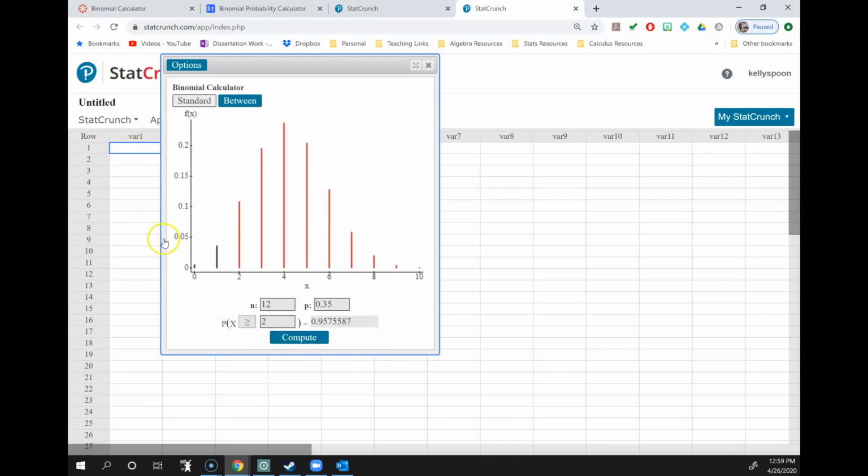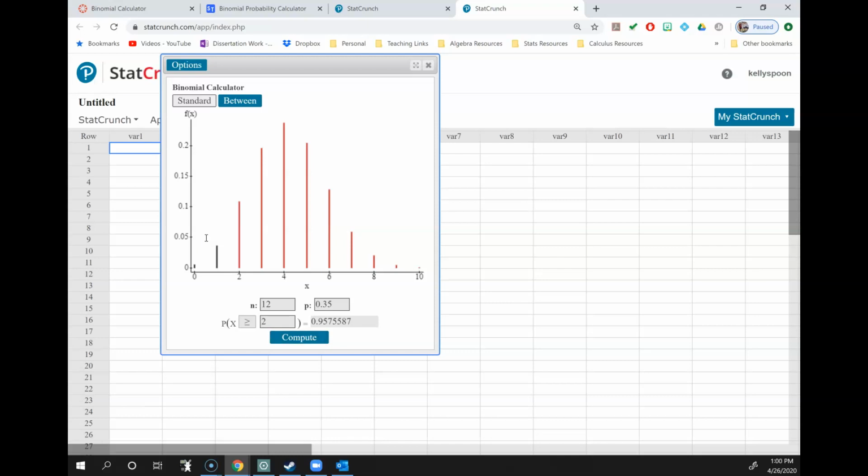Like I said, it's a little bit nicer because we can't get distracted by all of those other choices. And you get a cute little visual showing you that if we had 0.35, 35% of 12, we'd expect around 4 of these fatalities to be caused by alcohol. And so greater than or equal to 2 actually includes the most common outcome and all these others, so it makes sense that it's such a large probability. It gives you a visual, which is really nice as well.